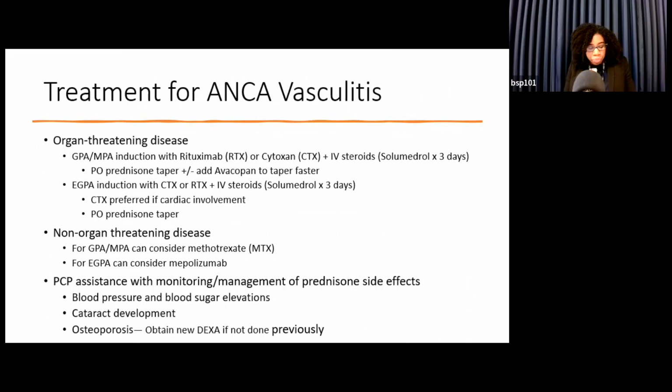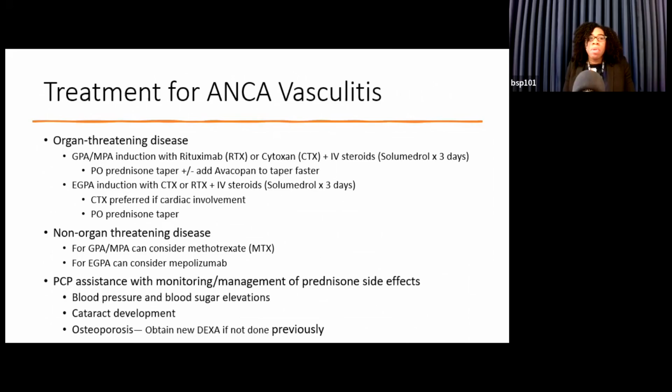manifestations. And so in this case, steroids are typically used for a much longer duration, and so we really do appreciate our assistance from our PCP colleagues in terms of monitoring for those steroid side effects, in terms of high blood pressure, new onset diabetes, cataract development, as well as osteoporosis, especially in the older folks. So if they haven't had a DEXA, definitely get one. And if they haven't had one in a while, it might be helpful to update that so we know where we are in terms of risk manifestations.